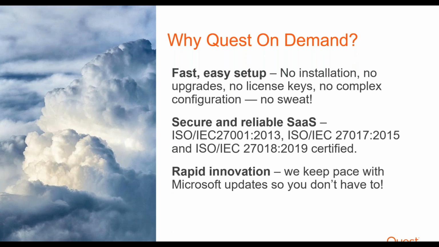And the really nice thing with SaaS is rapid innovation. The speed at which Microsoft are introducing new features into Office 365 and Azure AD is pretty rapid, right? So on-premise solutions can't really keep up with that pace. Because we're SaaS, we go on pretty much two-week sprint cycles with a lot of our stuff. So as soon as Microsoft start releasing new features, we can start doing things with them, whether it's migrating them, auditing them, backing them up, that kind of thing.